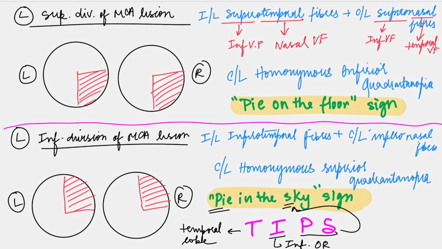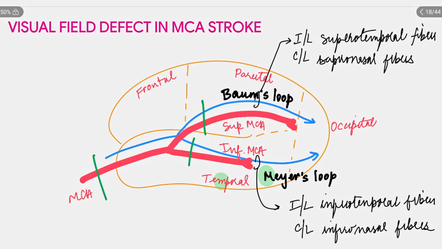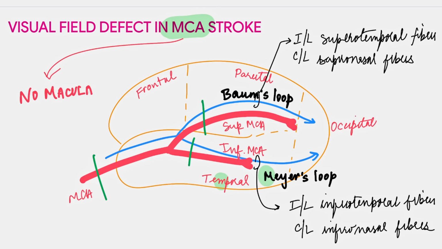This is really important. And one thing which I really want to tell, in MCA strokes, you won't have macular sparing. No macular sparing.